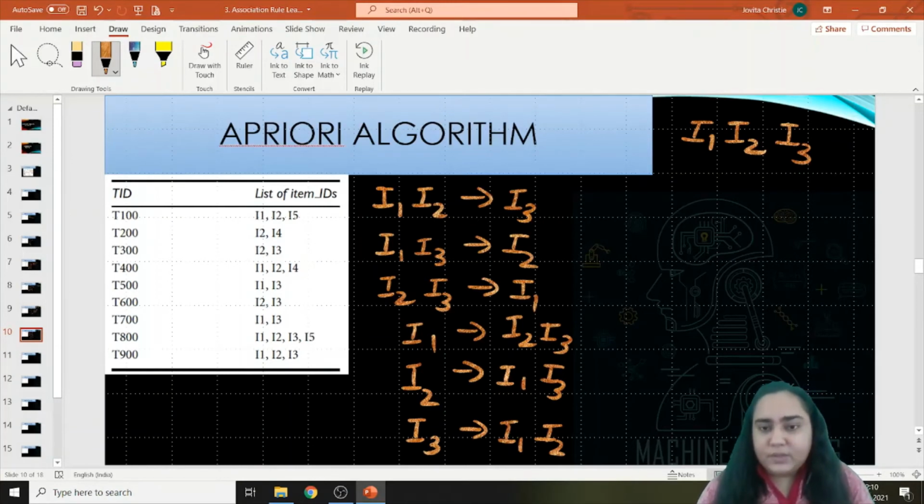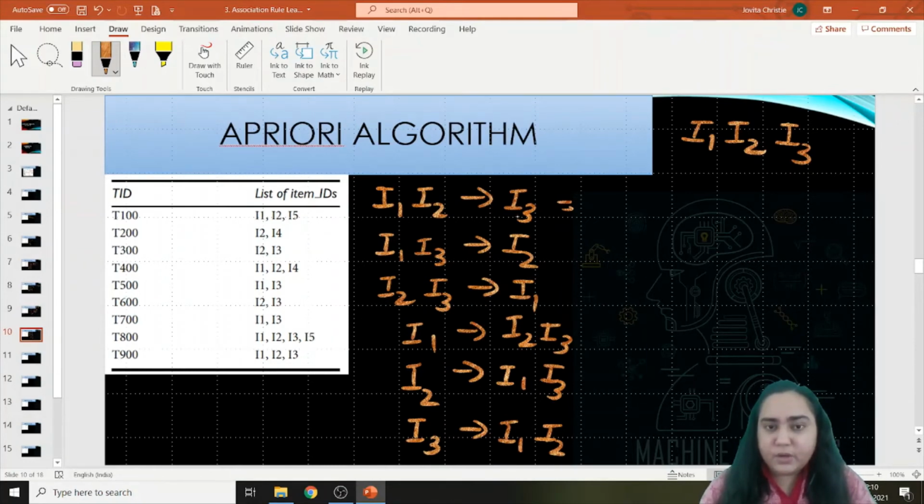So you have all these options here. We have to calculate now the confidence. So how do we calculate the confidence? It's quite simple. You just have to refer to the tables you previously created. What this means is I1, I2 given I3.